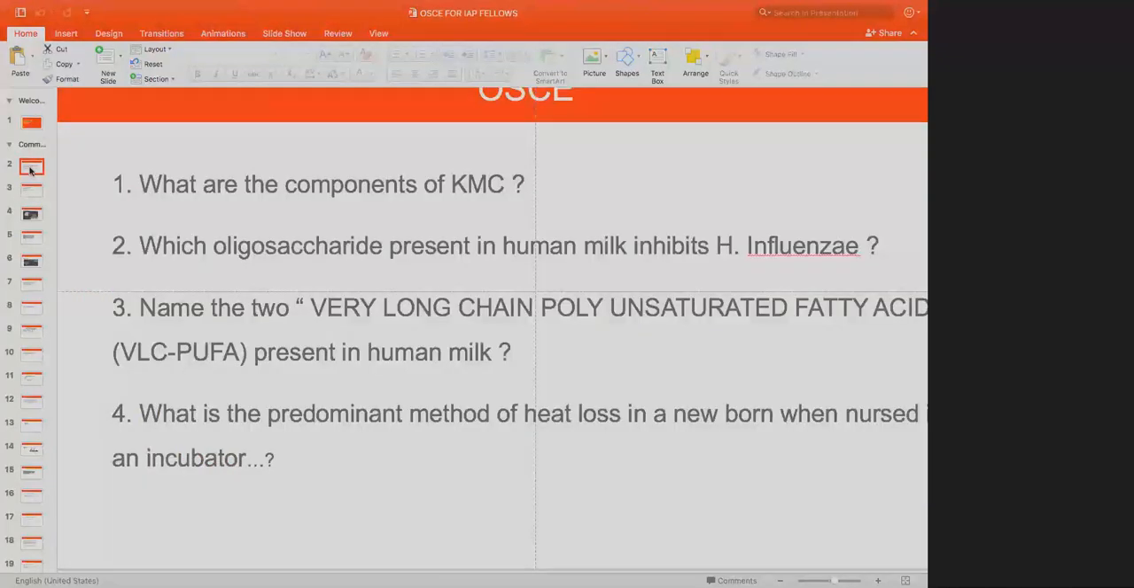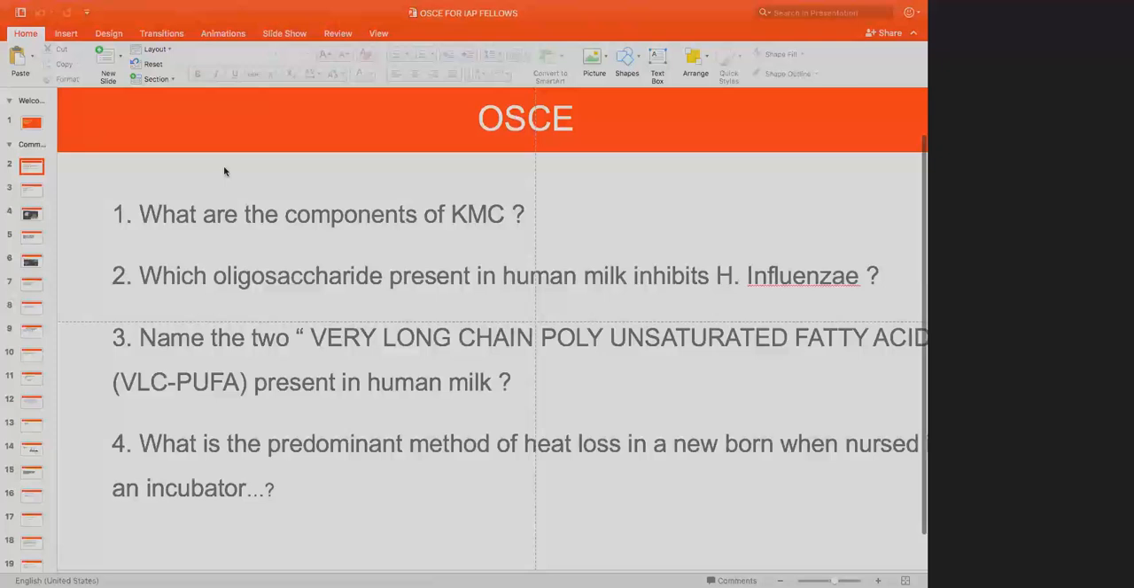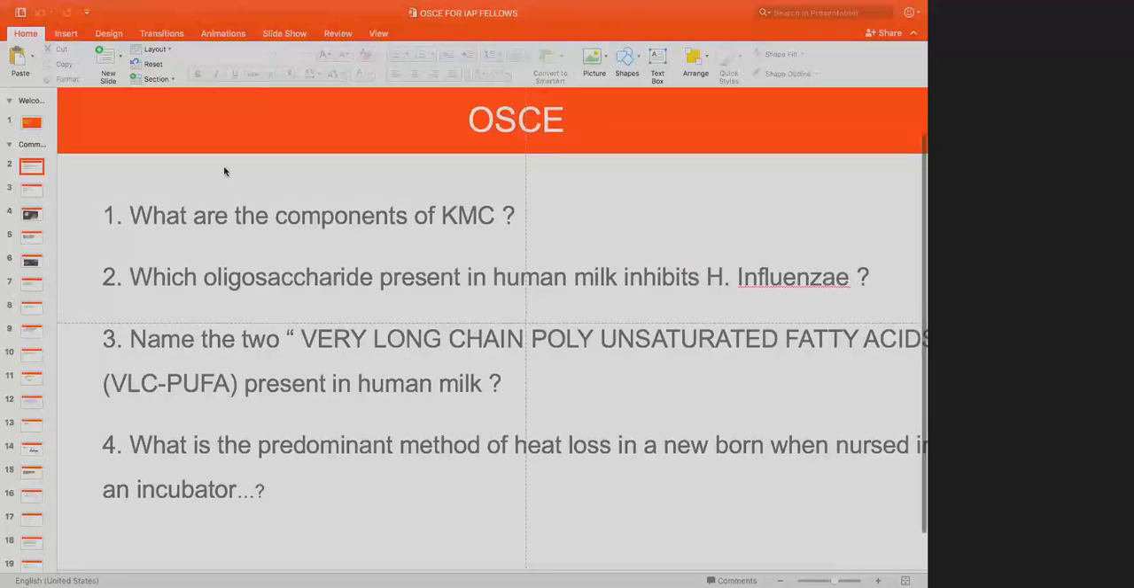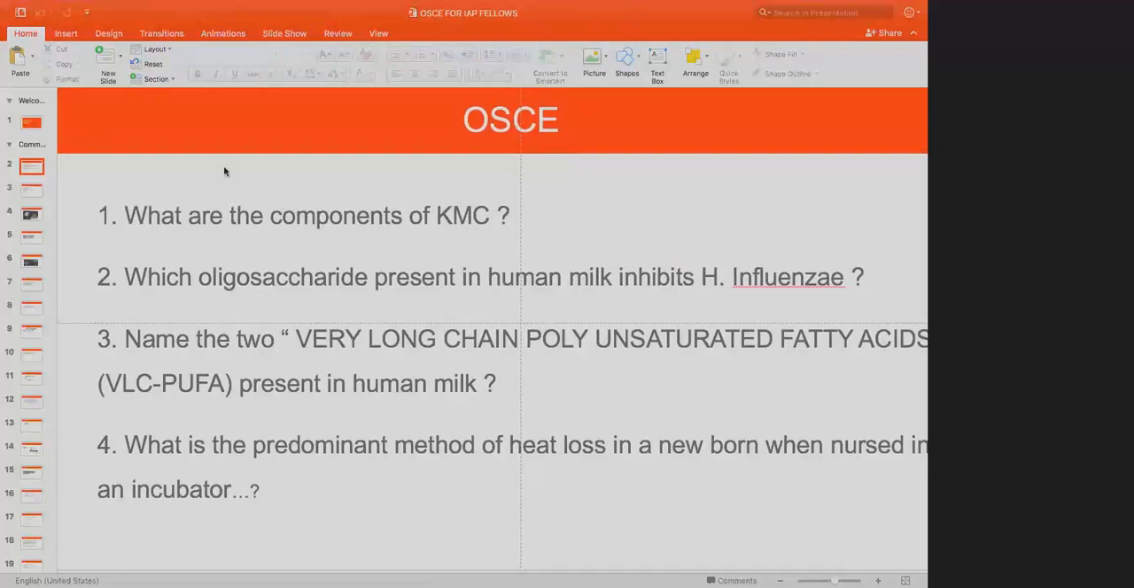So this is the first OSCE. All the fellows can see the screen. They can write the answers of the OSCE in the chat box. After that, we'll share the answers.